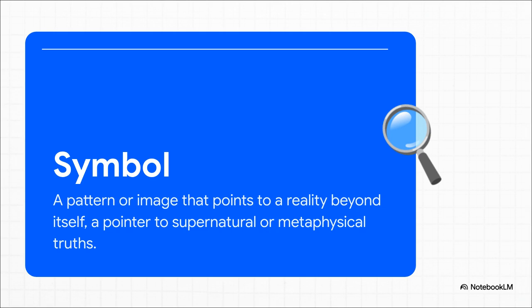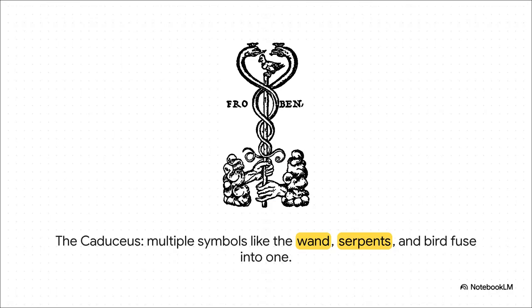And some esoteric schools of thought took this really far. They saw the entire natural world as one giant system of symbols, with every tree, every animal, pointing to some deeper metaphysical truth. Let's take an example you've probably seen before. The caduceus. It's not just one thing. It's a bunch of symbols all fused together.